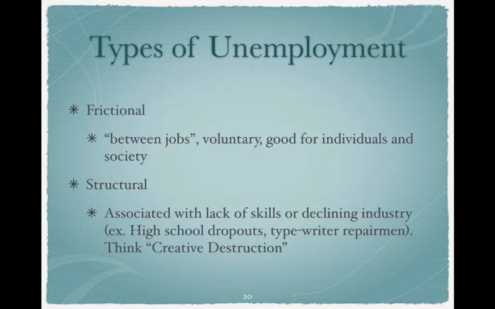The next type we have is structural unemployment. This is where you have the wrong set of skills, or the skills you have are just no longer needed. So it could be that someone dropped out of high school. High school dropouts would have a lack of skills. There's very few jobs available in a modern job market which will take you without a high school diploma.